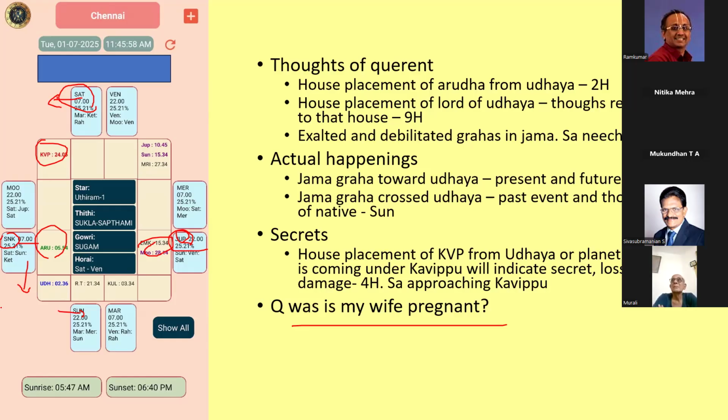Who else has any questions? Any clarifications? Yeah, the moon is also approaching the Aruda. So what kind of significance can we take from there? Forget the Aruda, Graha approaching Aruda. We are focused only on Graha approaching Udaya.